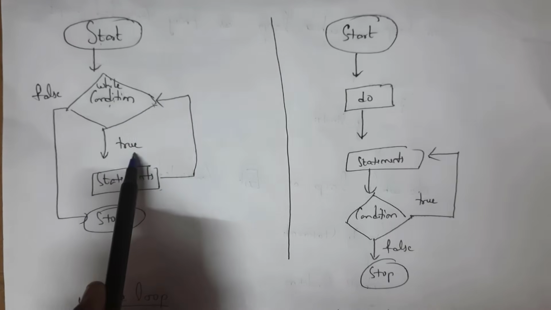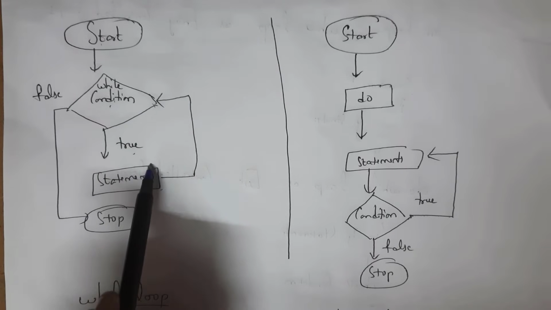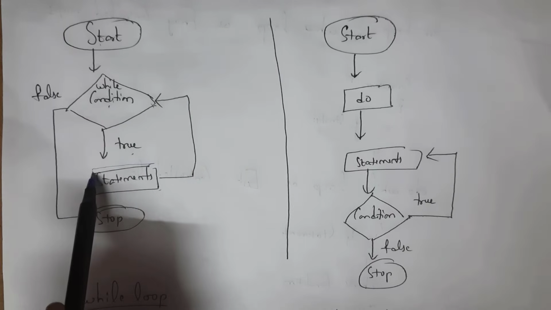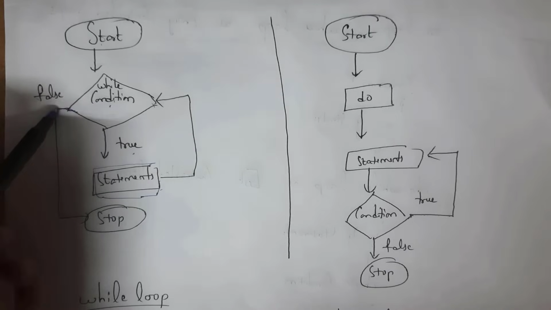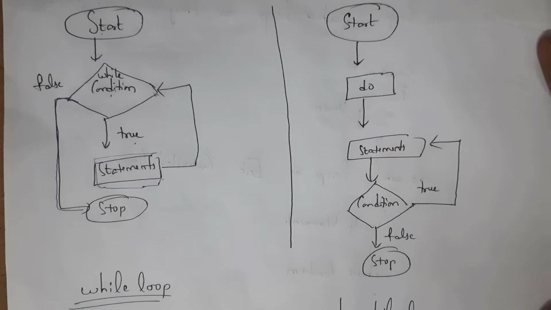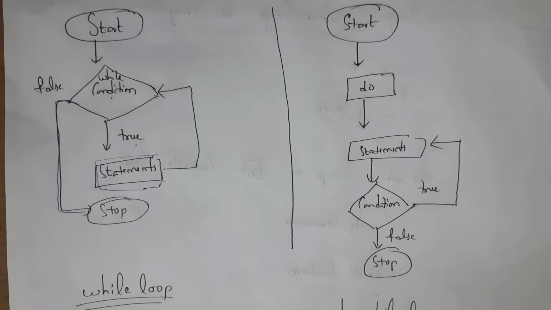Until this condition is satisfied, whatever statements are present inside this while loop will be executed. Whenever the condition fails, it will stop this loop. This is the meaning of this while loop flowchart. Next I will explain the flowchart for do while loop.